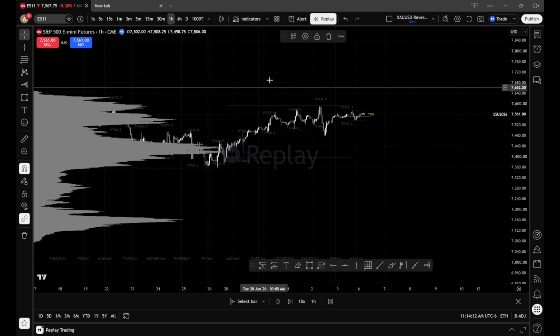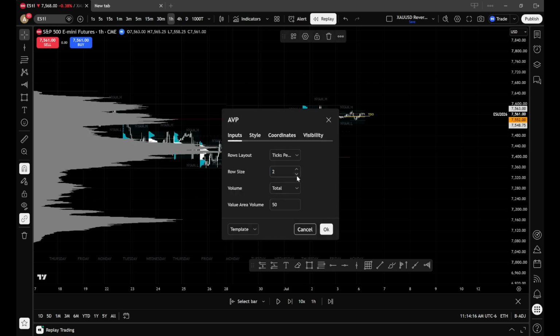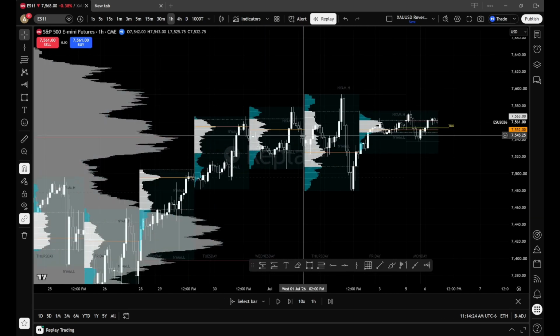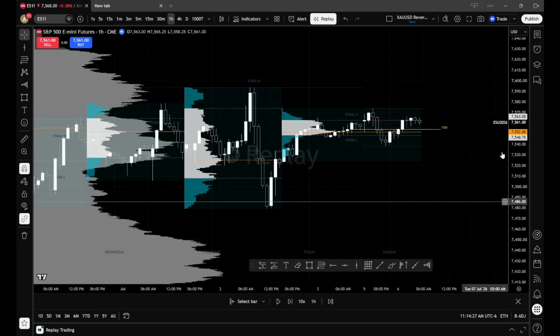There you go. So I like to get it as precise as possible. Let's see if we can get it to two ticks. One tick. Yeah, look at that. All right, so yearly VP, got it down. Here's the daily VP. You got to use daily VP or session volume profile.